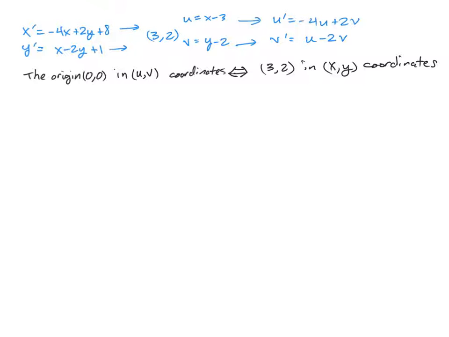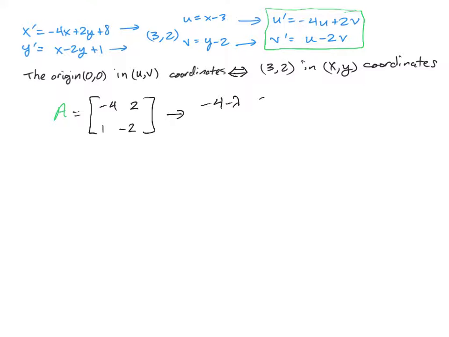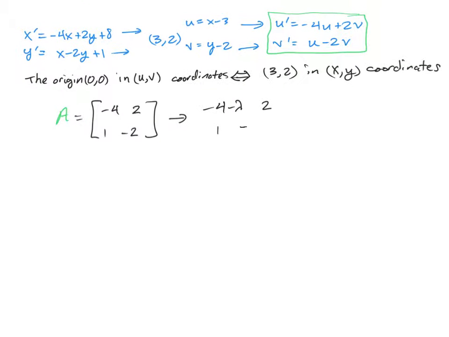So again, we're going to be looking at the system in UV coordinates right here. And so that matrix A is going to be [-4, 2; 1, -2]. And just like we always do, we're going to subtract lambda off of the main diagonal and set that determinant equal to 0.